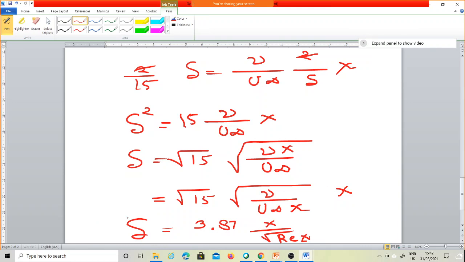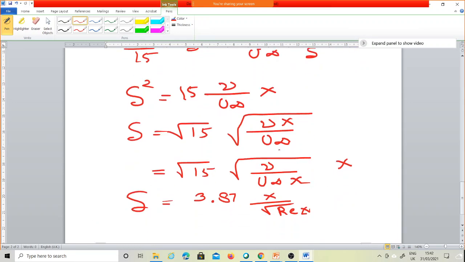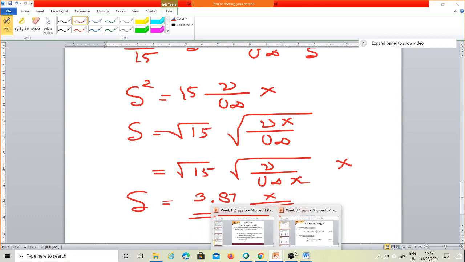Okay, so most of the time you will have delta, theta, whatever it is, you have some constant multiplied by x divided by root over Rex. This constant sometimes varies, depends on the situation, depends on the physical problem. Okay, so that's how we can derive. So here is a trick, you have to use the trick here. Okay, so now I go to the problem, what he said.